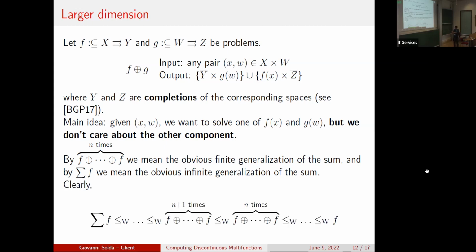Okay, and if we had to put an order on them, what's happening is this. Your F will be stronger than any finite sum of F's, and every time you add one more F, you get something which is definitely not stronger. And in particular, this also carries on to infinity.